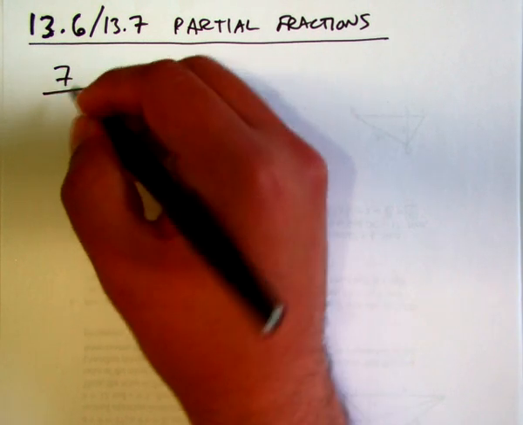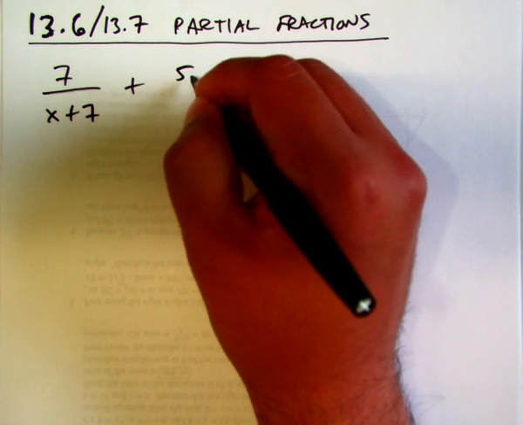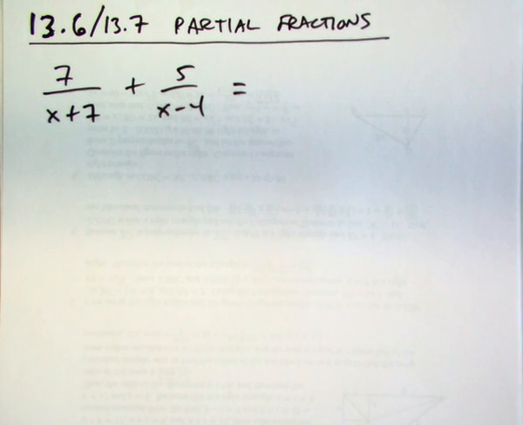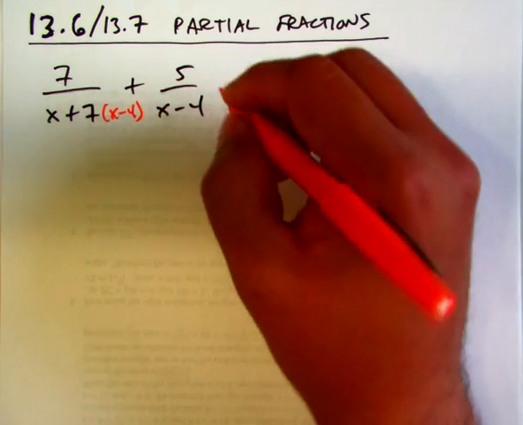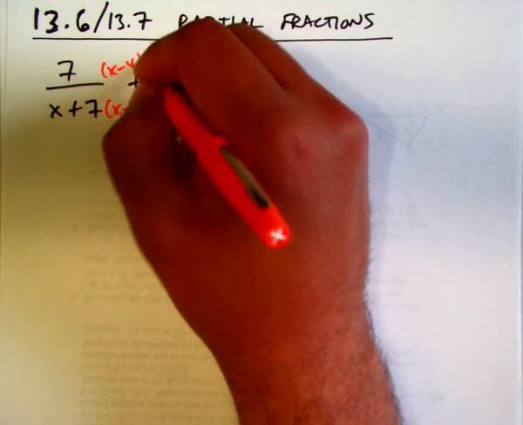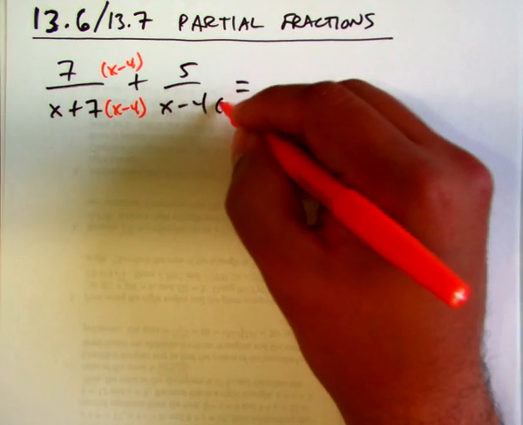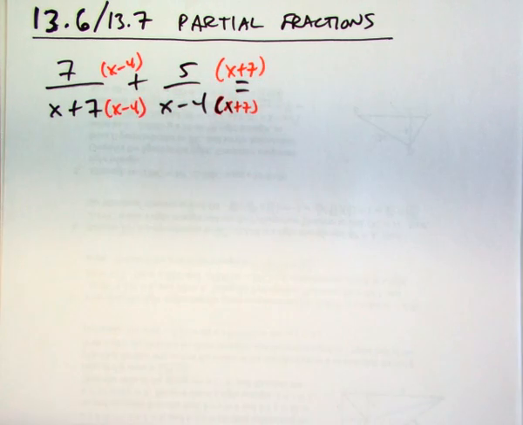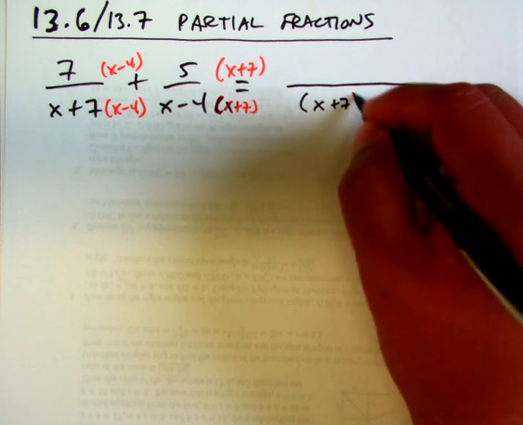So let's say we have two fractions like 7 over x plus 7 plus 5 over x minus 4. You guys already know how to do that. If I ask you to add these two together, you know that there's a common denominator of x minus 4 and x plus 7. So we'd multiply the first by x minus 4 over x minus 4, and the second one by x plus 7 over x plus 7. So then that gives us a new fraction that is both over x plus 7 and x minus 4.